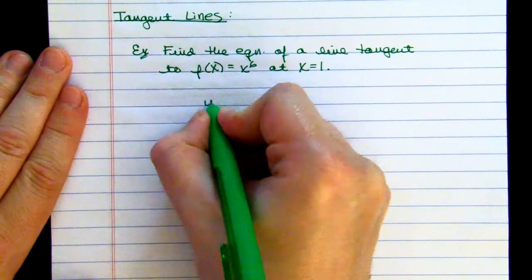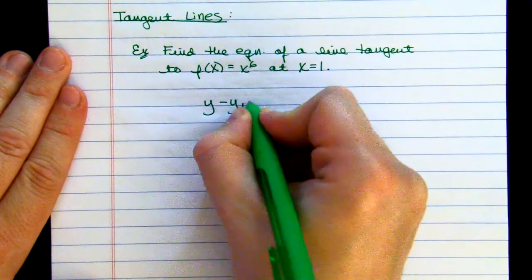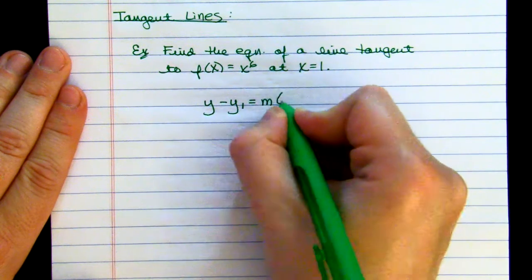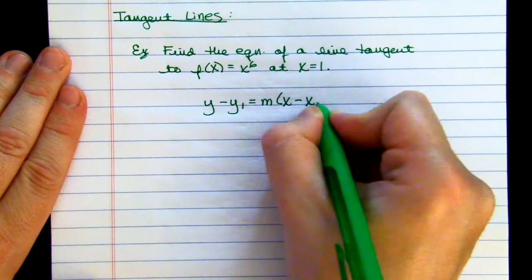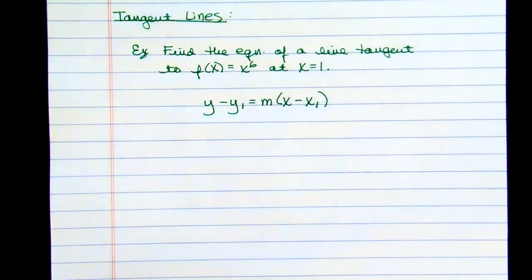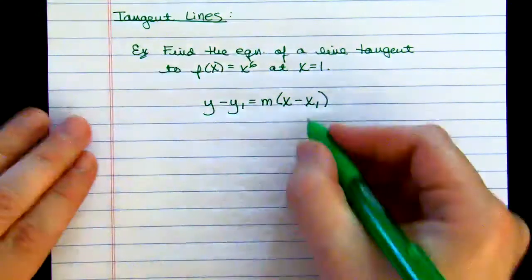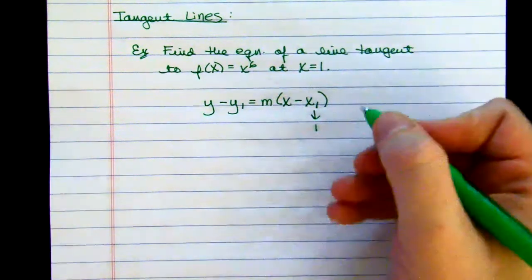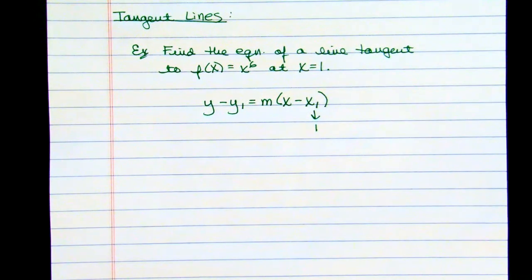Well, my solution is going to look like this. Y minus y1 equals m times x minus x1. Just like it did before. We're always going to start from point slope form. x1's really easy. x1 is 1. What do I have to do to find y1?